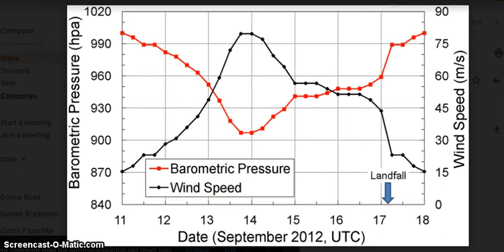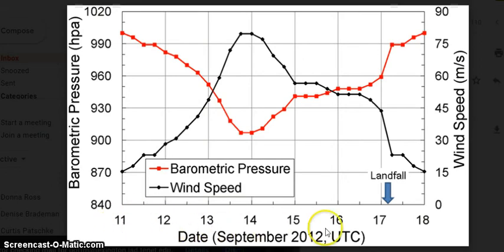All right, we're going to do a quick tutorial about the relationship between barometric pressure, air pressure, and wind speed within tropical cyclones. This graph just happens to be like Typhoon Samba or somebody like that. That was one in the Pacific Ocean.